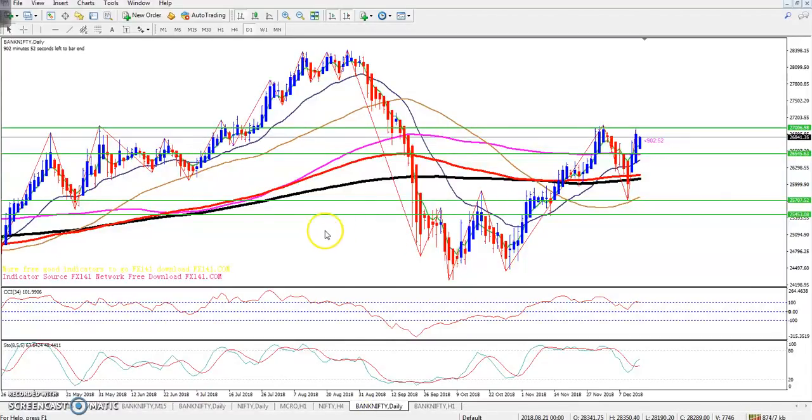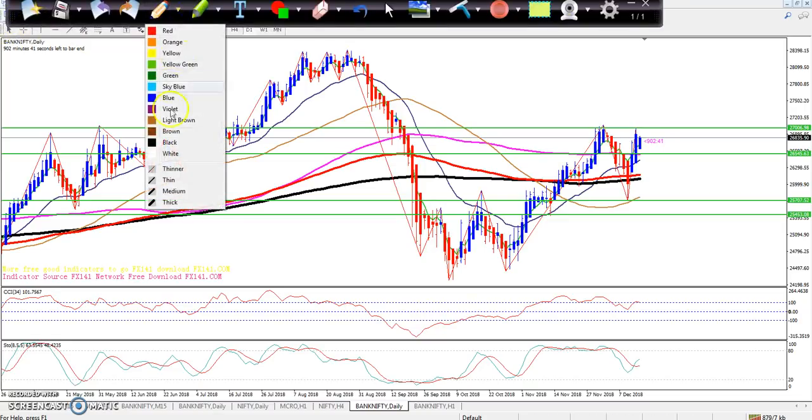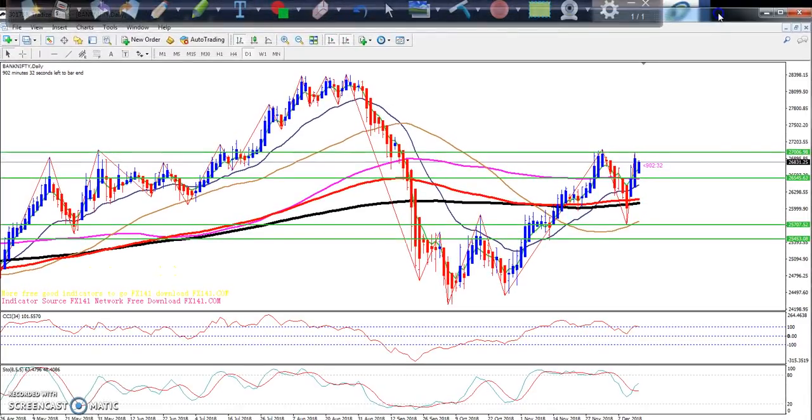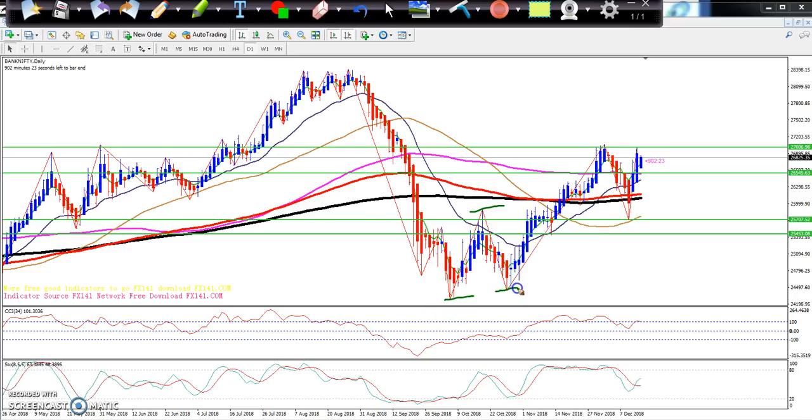And this is the Bank Nifty daily chart. You can see that for the last few days the Bank Nifty is in an uptrend here. Here you can see they are continuously forming higher high and higher low. Here you can see higher low.